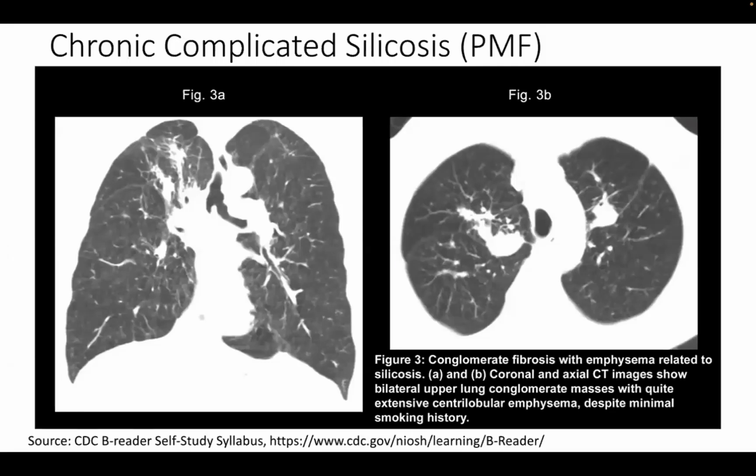This is just to illustrate a case of an individual who did have underlying silicosis. These are coronal and axial CT images, and you can look at the upper lung fields. You can see those masses with underlying centrilobular emphysema.